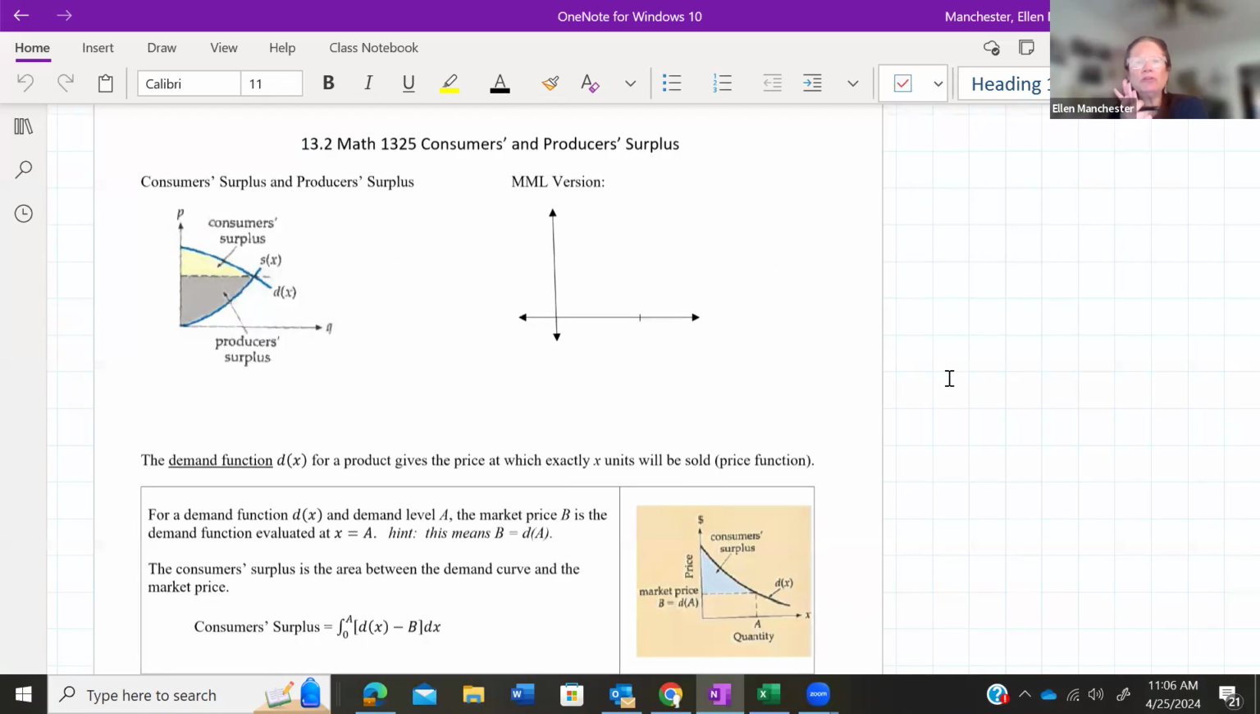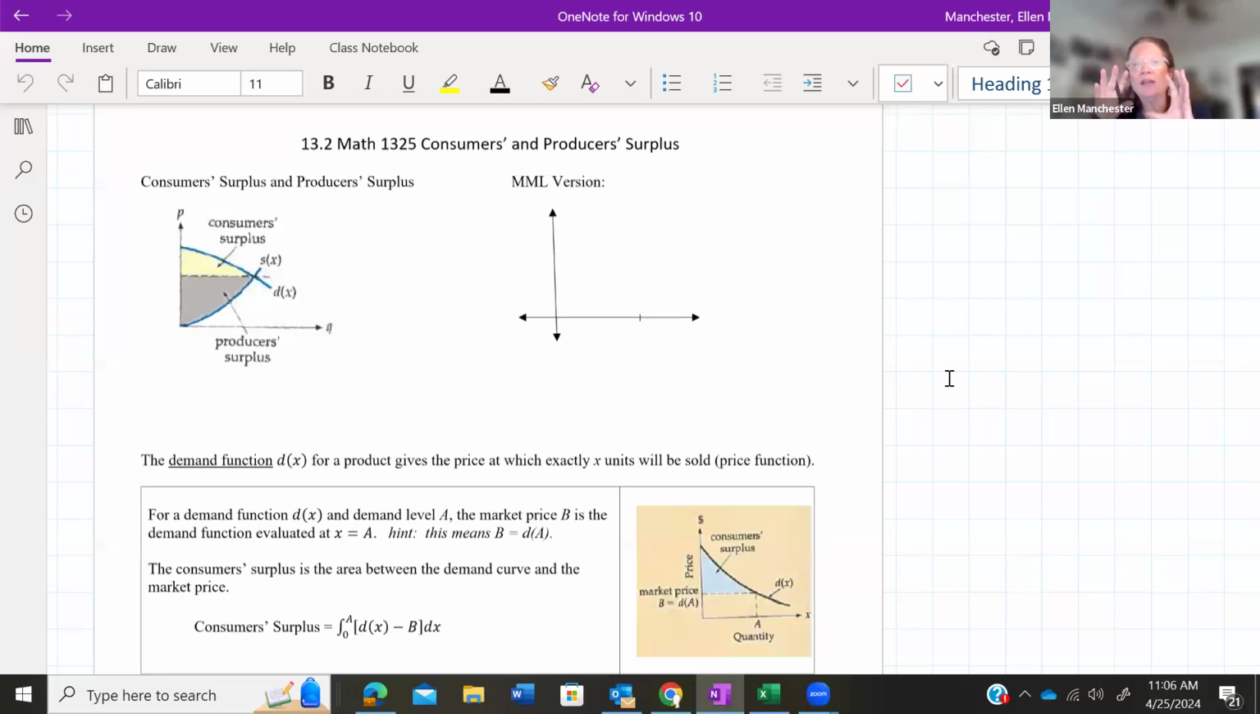Okay, so consumer and producer surplus. The idea behind this is that consumer surplus is what I call a marketing tool. Consumer surplus is something that makes consumers happy. You have to think about it: what would make you happy? If I am willing to pay more for a product, but I don't have to, that makes me happy. That's what a consumer surplus is.